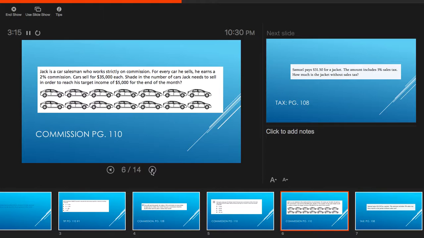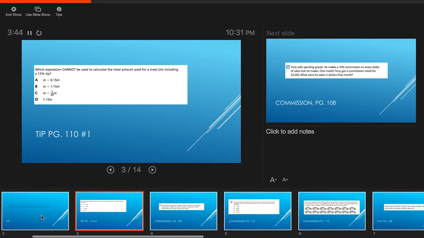Next, this one is about a car. So Jack is a car salesman. He works strictly on commission. For every car he sells, he earns 2% commission. Cars sell for $35,000 each. Find the number of cars that he needs to sell in order to reach his target income of $5,000 at the end of the month. Okay, so we know he wants to make $5,000.